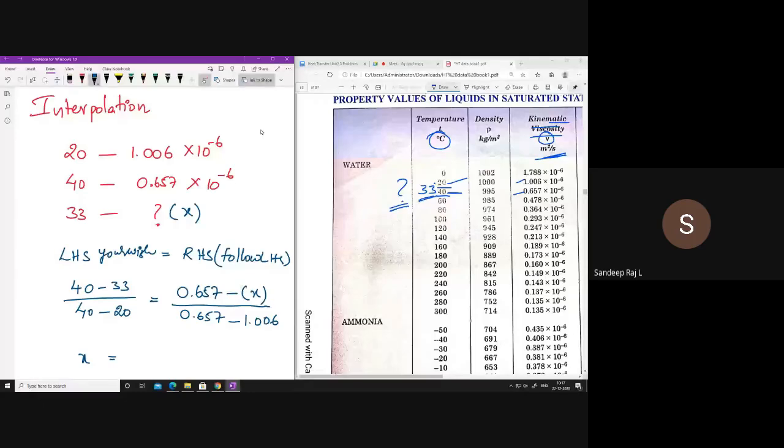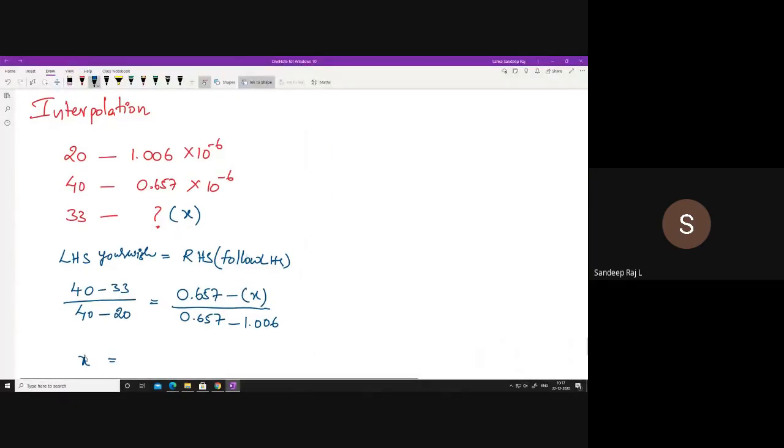Somebody calculate and tell me fast. What is the value of x? Yes, please. Yeah, please calculate and tell me. See, this kind of calculation, so many things you should be doing in very less amount of time in the examination. So keep practicing it. Otherwise, without practice, it will not be possible. With the practice only, you can do it.